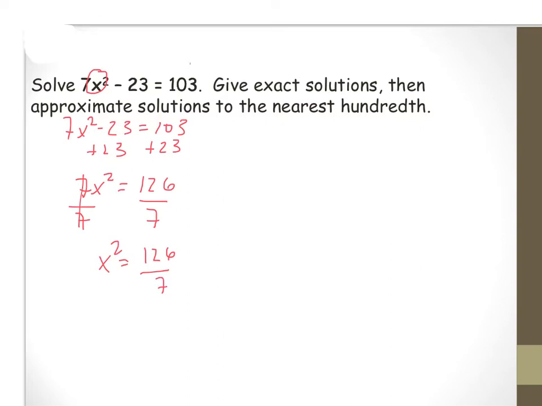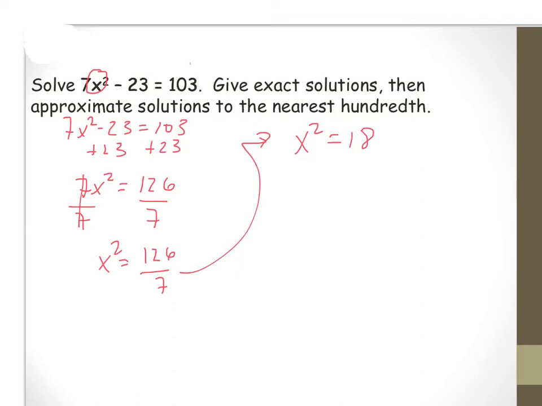Okay, so now that I have 126 divided by 7, you might take out your calculator. You might not know that this is going to be 18, but x squared is equal to 18.